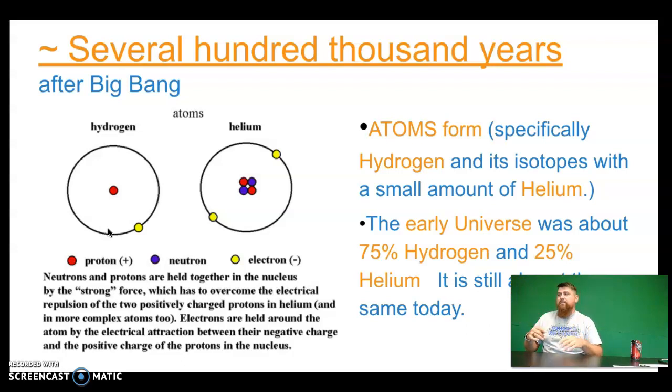Uranus has a lot of methane in it, which makes it smell like cow farts. So Uranus smells like cow farts, which I can't say with a straight face. But it's true.